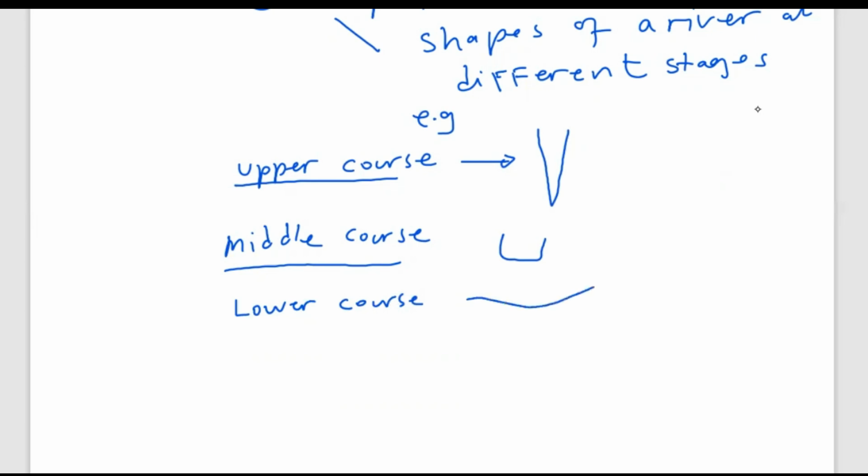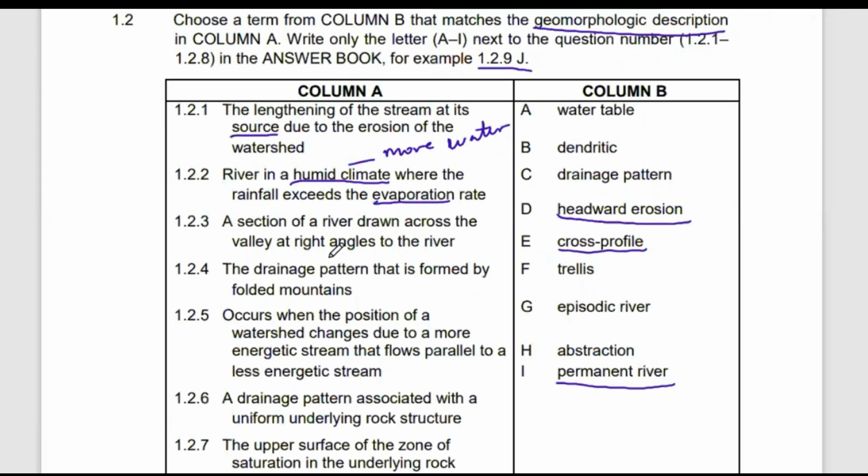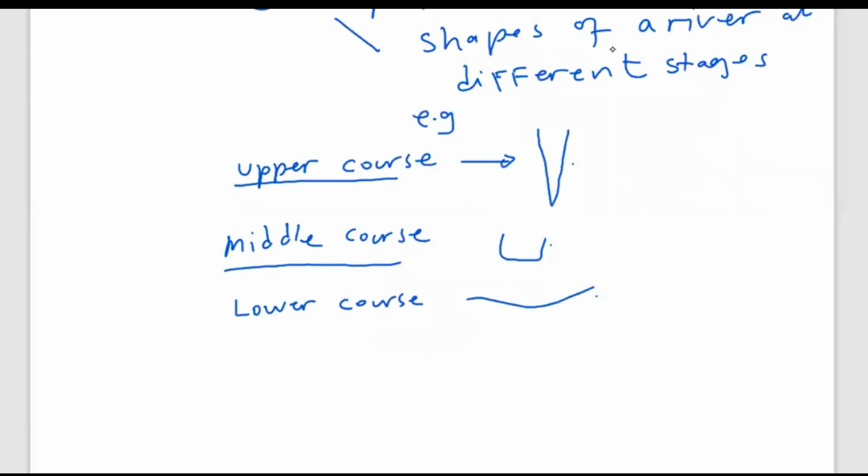Now, how do we arrive at these different courses or these different shapes? To be able to get the shape of a river at a different course, we apply the concept of a cross profile, where it says, for example, here, a section of a river drawn across the valley at right angles. Whenever we draw a section of a river, let's try to do something here.